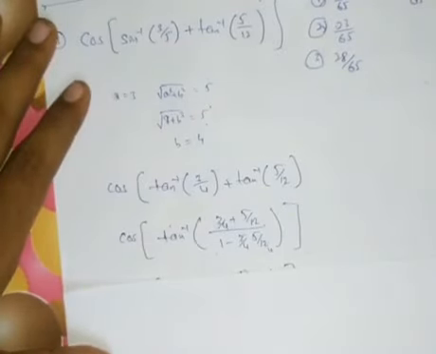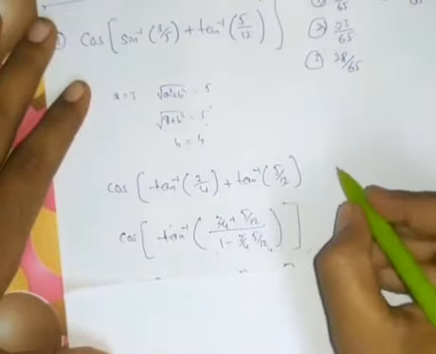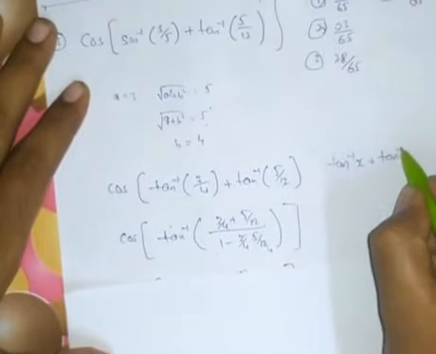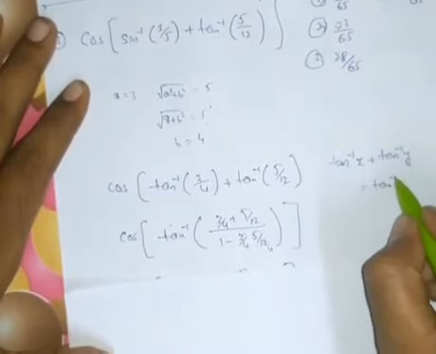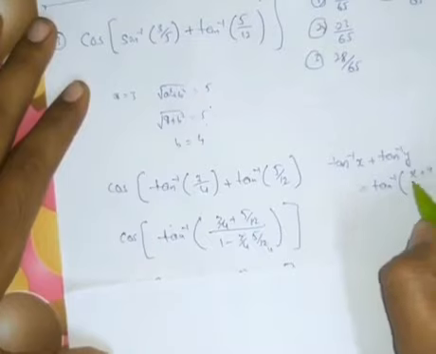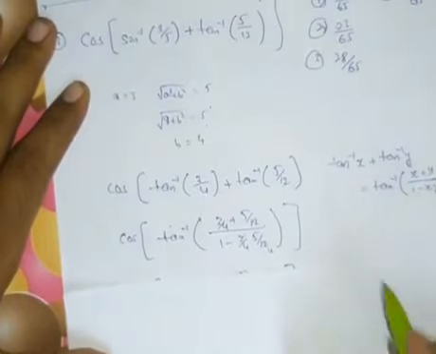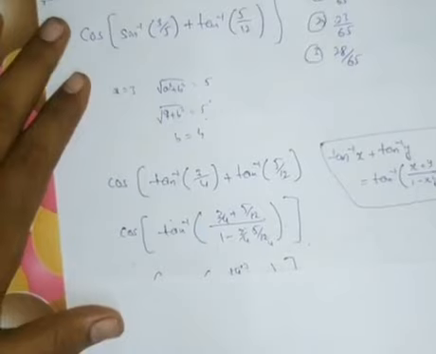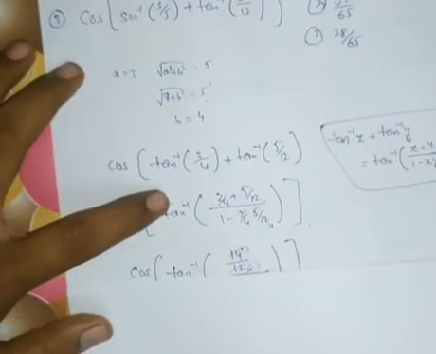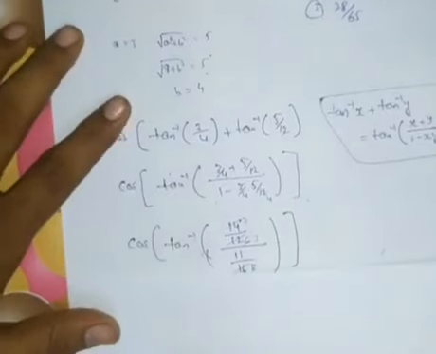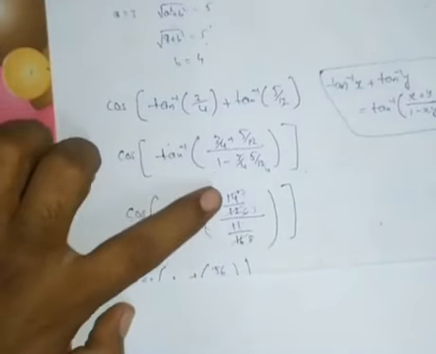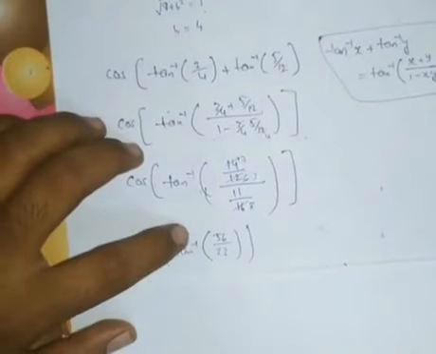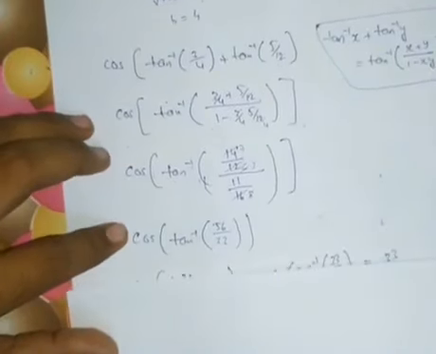It is a well-known formula. So writing in terms of the formula, after calculation we will get cos of tan inverse of 14 by 12 whole divided by 11 by 16, which turns out to be cos of tan inverse of 56 by 33.